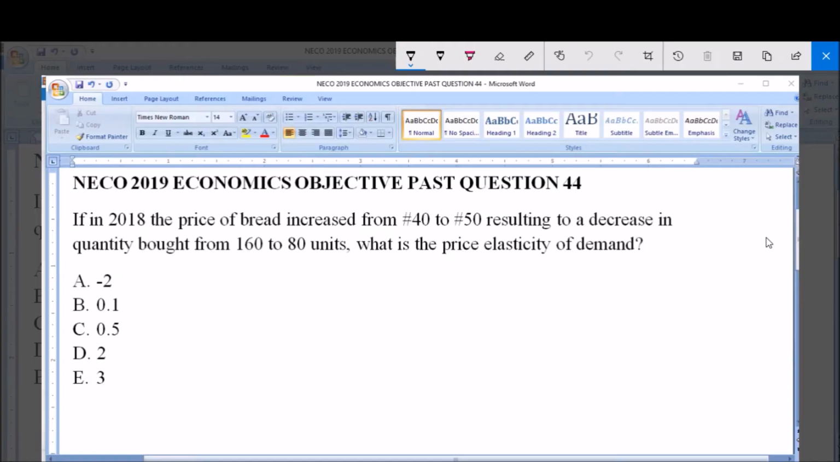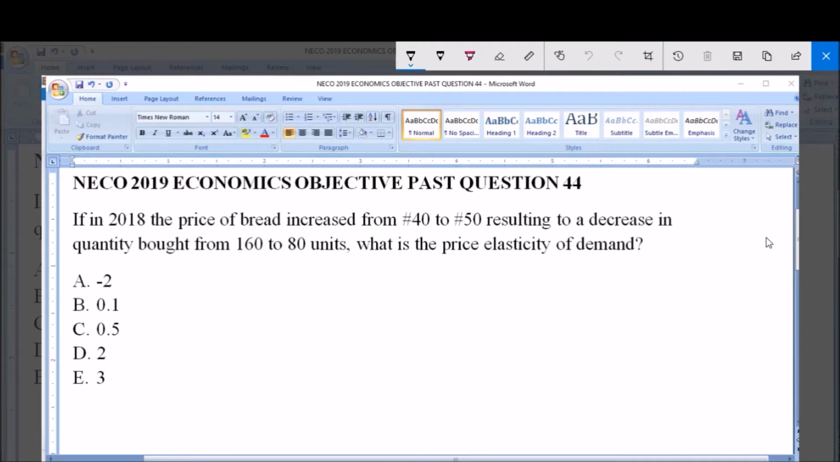Hello and welcome. I'm going to be answering NECO 2019 Economics Objective Past Question 44. If in 2018 the price of bread increased from 40 naira to 50 naira, resulting in a decrease in quantity bought from 160 to 80 units, what is the price elasticity of demand? A -2, B 0.1, C 0.5, D 2, and E 3.